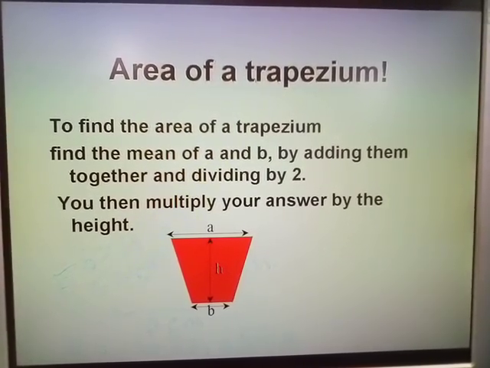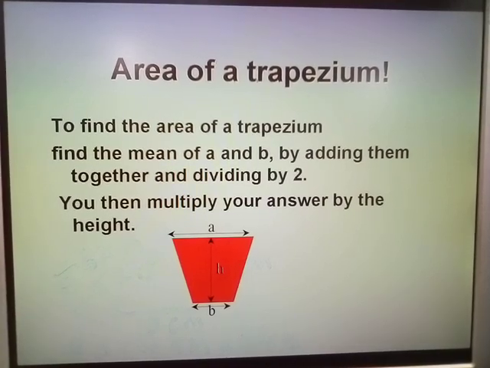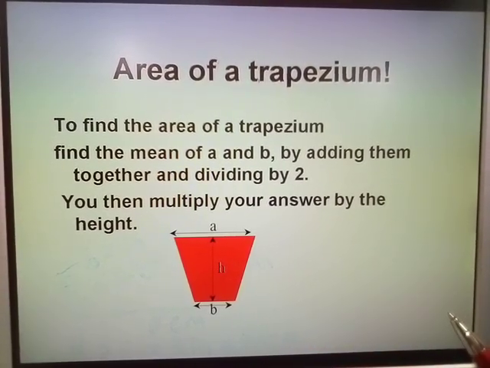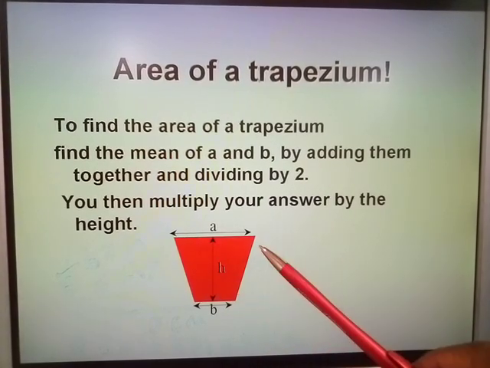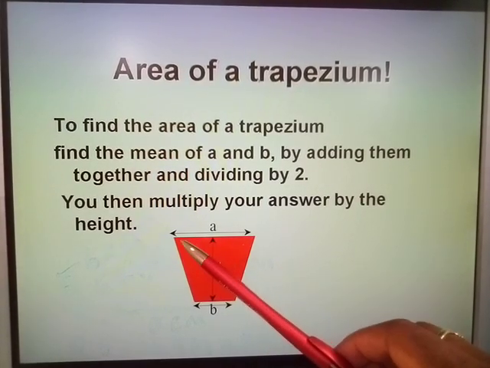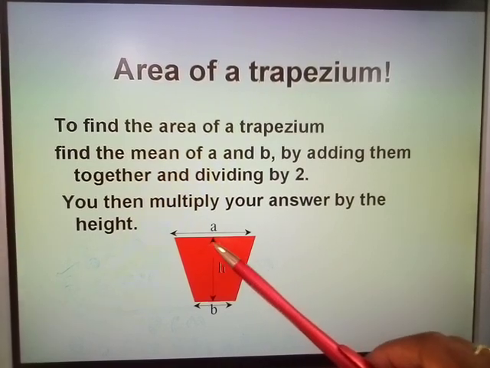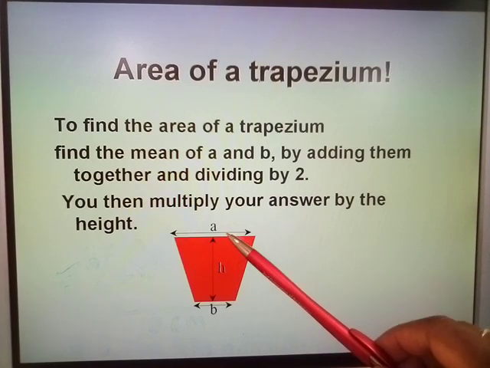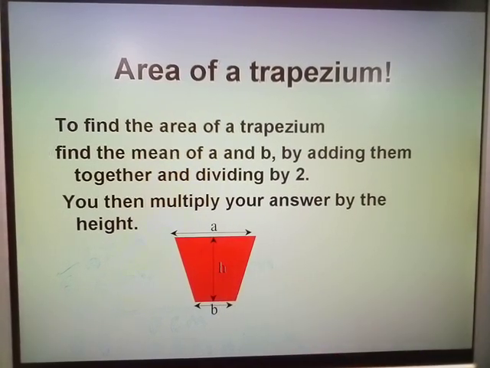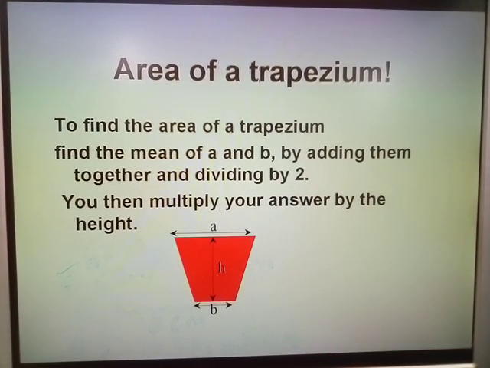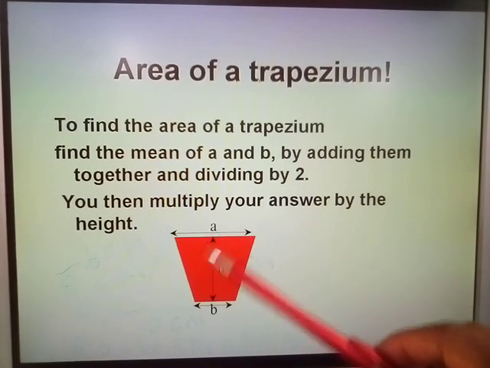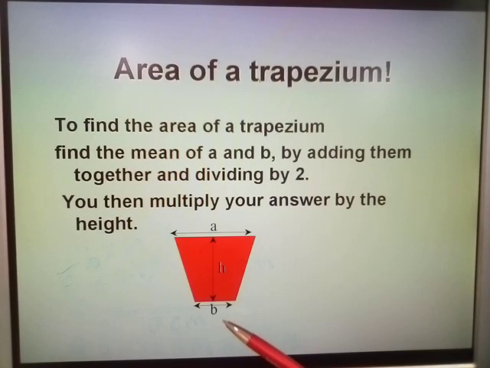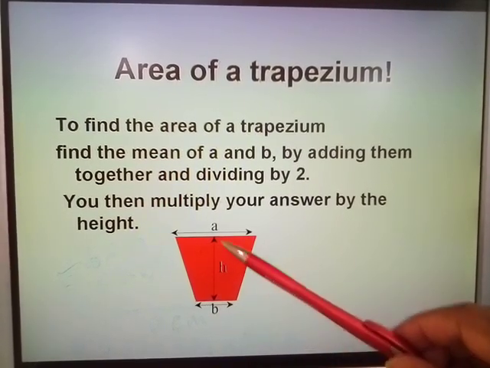So to find the area of a trapezium, that's our trapezium, find the mean of A and B by adding them together. So you're going to add A and B together. Then you're going to divide them by 2. Then you multiply the answer by the height.